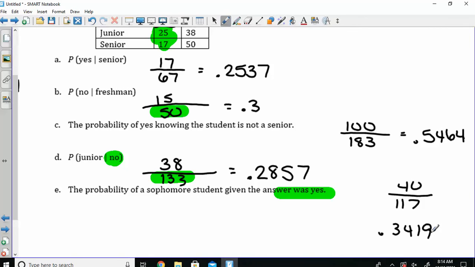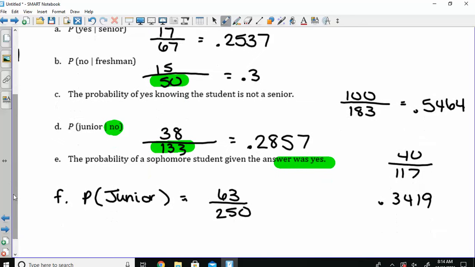Understand the conditional probability. What if I had just said on this, so I might put some conditionals and some not conditionals in the same problem. What if I just asked for the probability of a junior? What would you have to do then? The junior divided by the student body. Yeah, you would just have your juniors, which would be 63 out of everybody, which is what? 250. So if I don't give you a condition, that's when it's out of everybody.